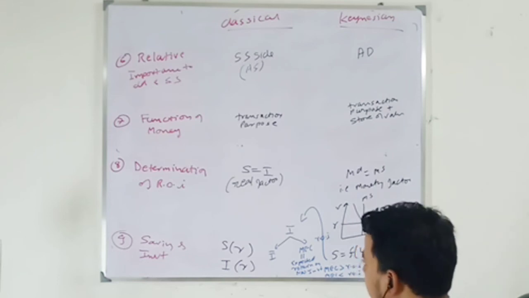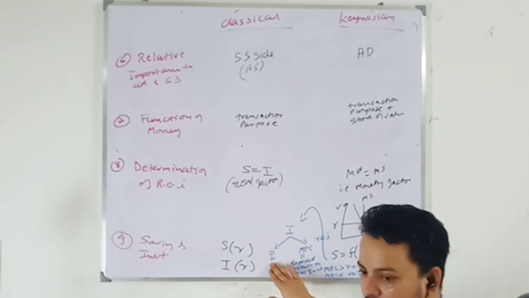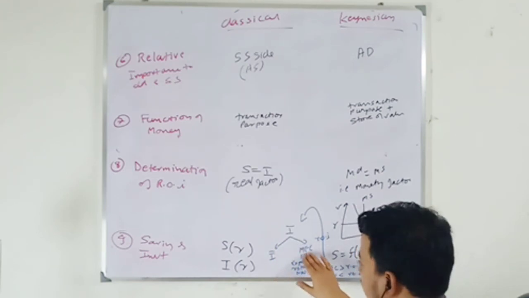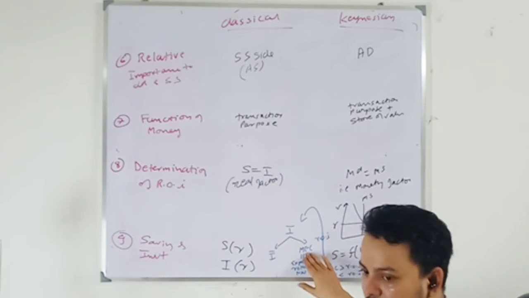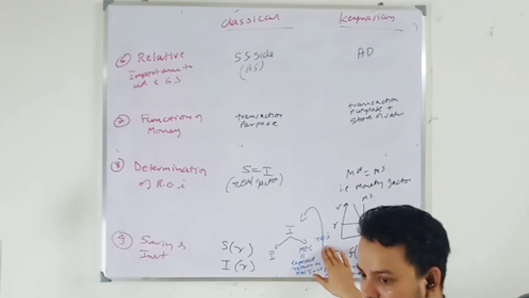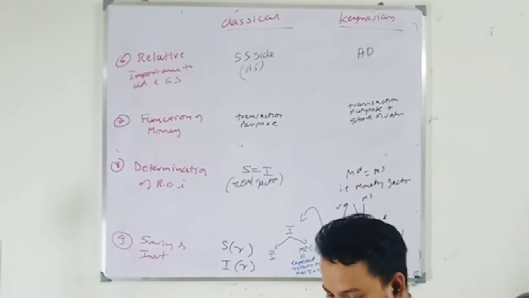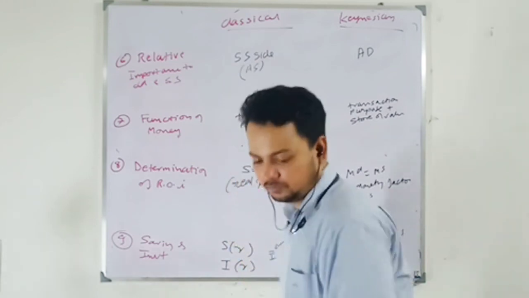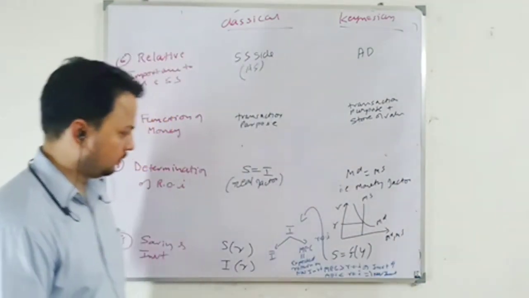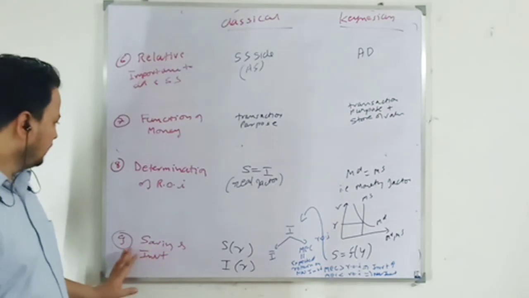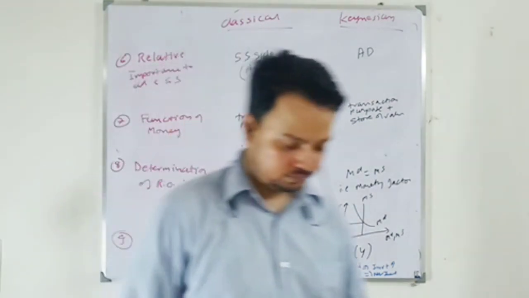So this is what Keynes talks about: that investment, one is autonomous, independent of the state of the economy. Second, it depends on the expected return on new investment and the cost of it, that is the rate of interest. Write down. So this is point number 9.